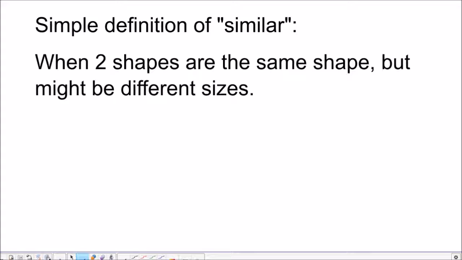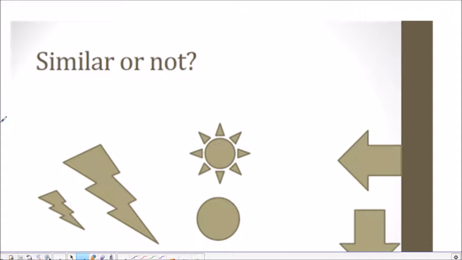Let's start with a simple definition of similar that's a little bit easier to think about. So the first way to think about it is when you have two shapes that are the same shape, but they might be different sizes. Now that goes right back to the do now with the dilation. We had those two triangles. They were definitely both right triangles, but they were different sizes. Let's look at a couple of images to see if we have our understanding down.